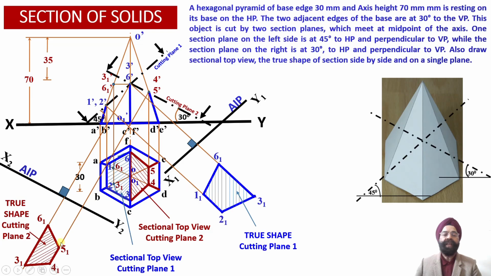The true shapes corresponding to cutting plane number 1 and 2 have been obtained. Now we are also required to obtain the true shapes of both of these cut sections onto the single plane. Usually we are not able to obtain these two true shapes onto a single plane. So if we have been forced to obtain these two true shapes onto the same plane, what do we have to do?